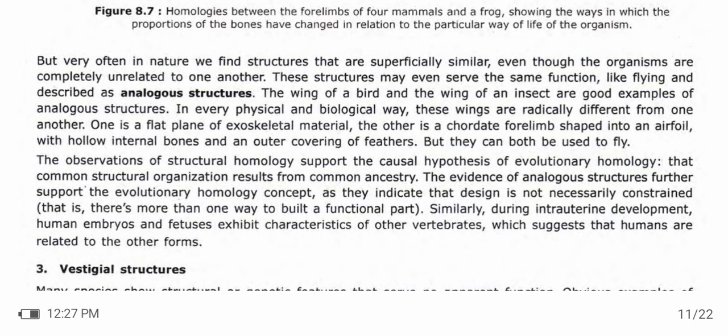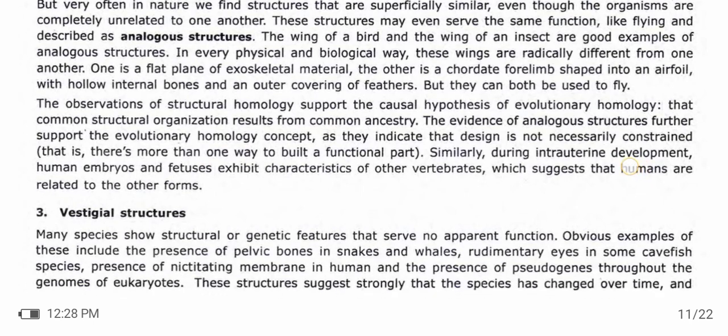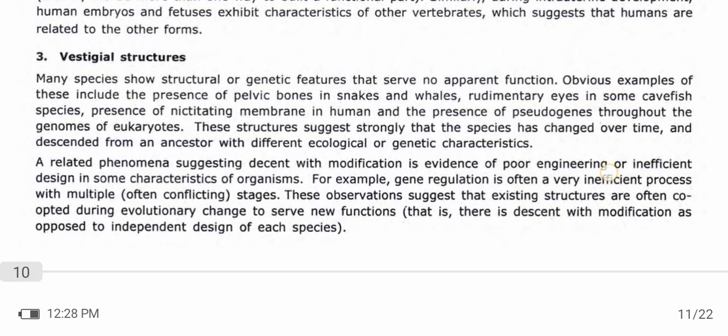The observations of structural homology support the causal hypothesis of evolutionary homology, that common structural organization results from common ancestry. The evidence of analogous structures further supports the evolutionary homology concept, as they indicate that design is not necessarily constrained. That is, there is more than one way to build a functional part. Similarly, during intrauterine development, human embryos and fetuses exhibit characteristics of other vertebrates, which suggests that humans are related to other forms. Then, vestigial structures.